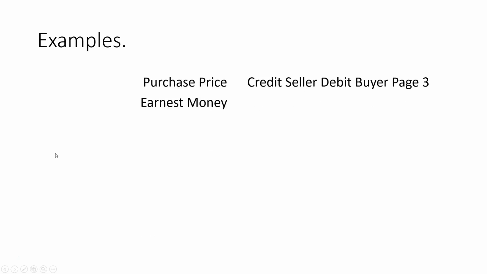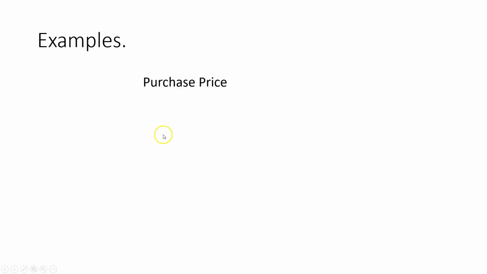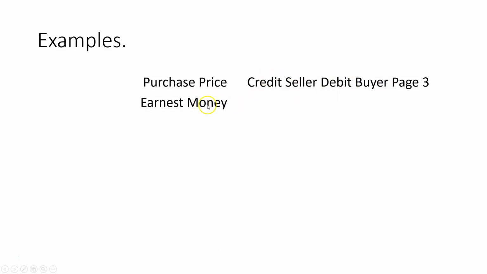All right. We've got some examples of, for instance, how would we enter the purchase price on the CD? Well, if you remember from the very beginning, it's got to come out of the buyer's pocket into the seller's pocket. So it's going to be debit the seller, credit the seller, debit the buyer. They mix these up. It doesn't really matter which one comes first. It makes sense. It's got to come out of someone's pocket before it goes into someone's pocket, but that's the way they do it.